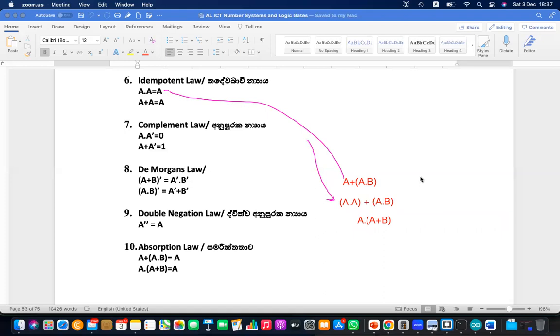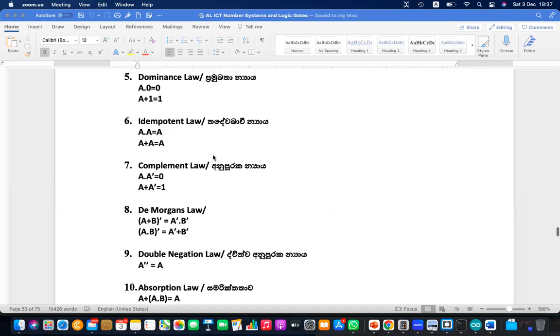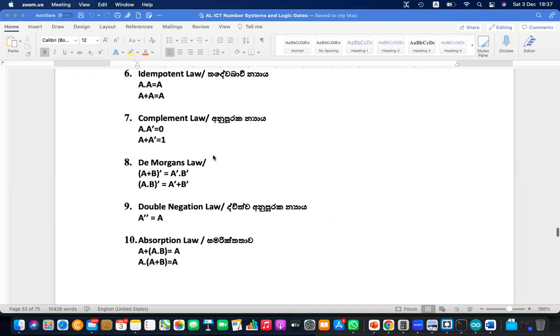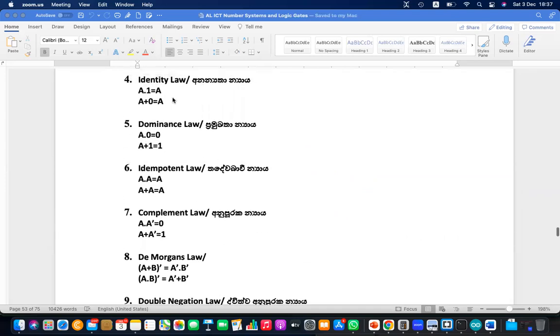Still this is not the solution. Okay, let's remove that. Then you have to try this. You have to try. Okay. I'm going to use the identity law.